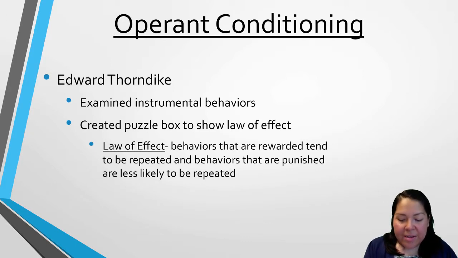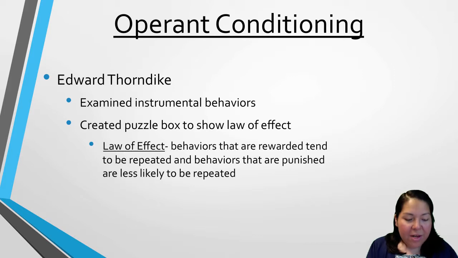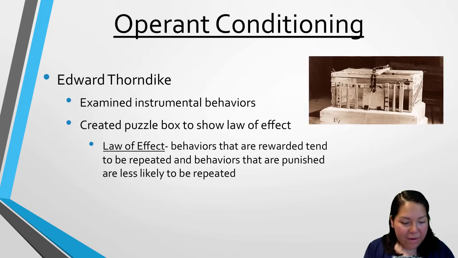Prior to Skinner and the development of this field, Edward Thorndike examined active instrumental behaviors in the 1890s, and he created this puzzle box, which we have on the slide. This puzzle box was a wooden crate with a door that would open when a concealed lever was moved the correct way. He studied these instrumental behaviors with cats, and these cats had to press this concealed lever to escape and/or get food.